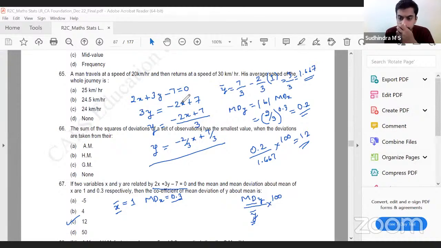Everyone understood? Yes, sir. Write that, then we'll move on to the next question. Sir, could you please repeat that first step, sir? Which one? After expressing it as y in terms of y. Okay, you understood y bar, and this one you're telling. After that thing of expressing it as y, sir.